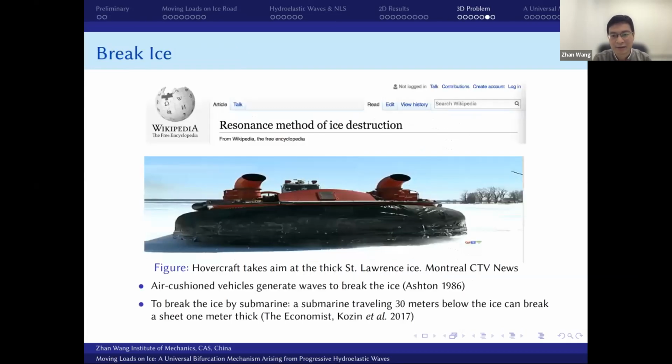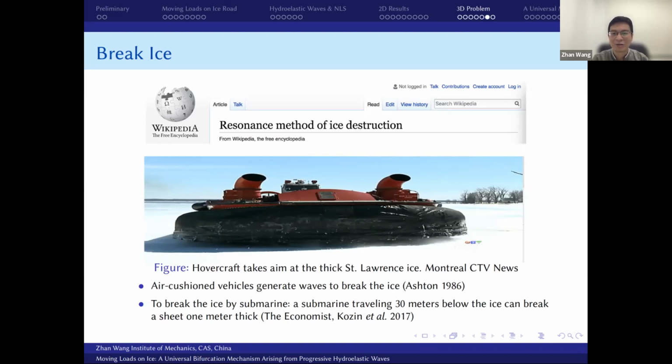And this problem tells us that if we want to safely use the ice sheet as a transport link, you have to stay away from the critical speed. However, sometimes you want to quickly break the ice. Then you can use the method called the resonance method of ice destruction. If you Google it, on Wikipedia there's an item called the resonance method of ice destruction.